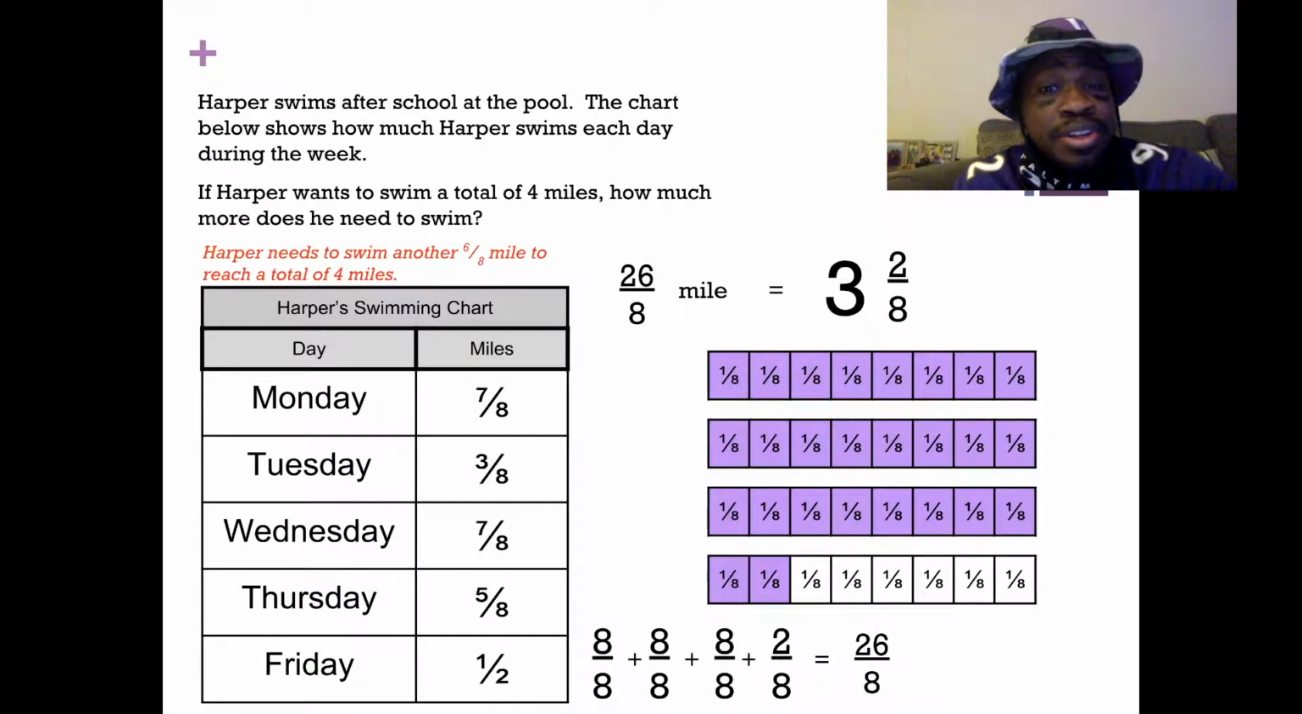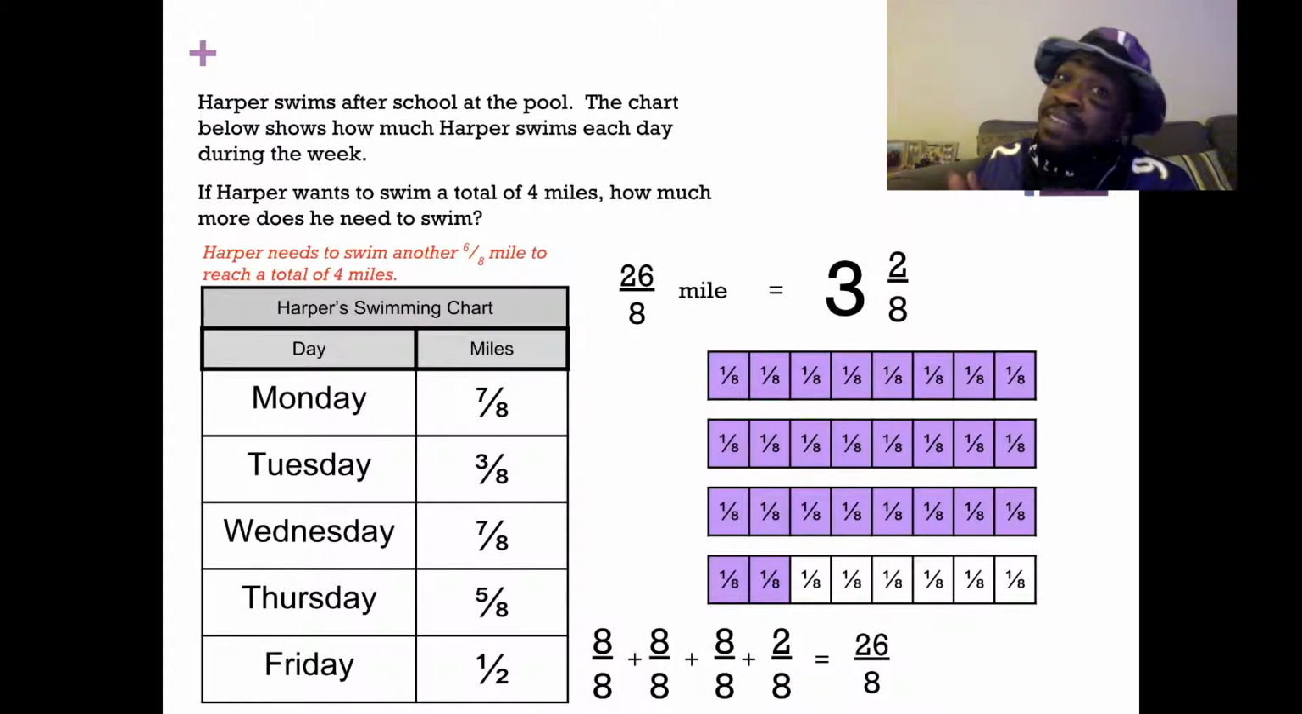Another thing we could have done was, since we knew that he swam a total of 26/8 and 4 miles is a total of 32/8, we could have just found the difference of those two fractions, 32/8 minus 26/8, and we would have got a total of 6/8. Whichever strategy works for you, go for it.